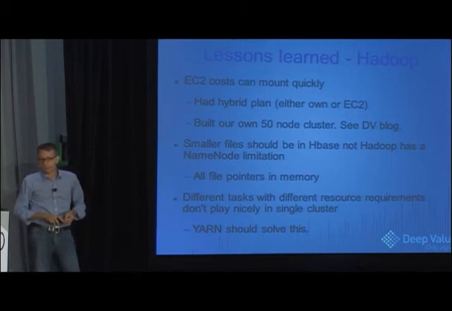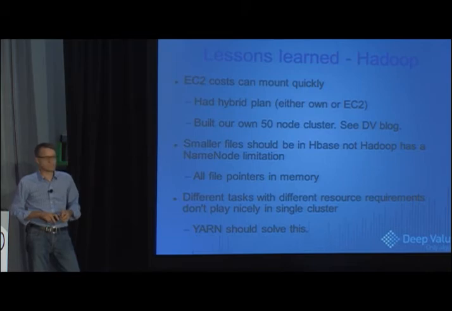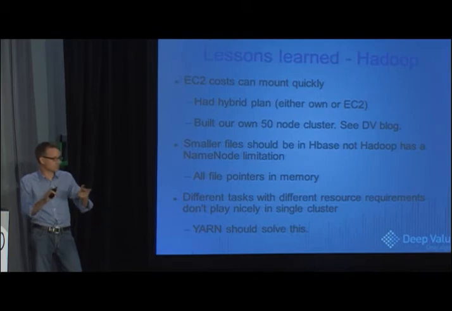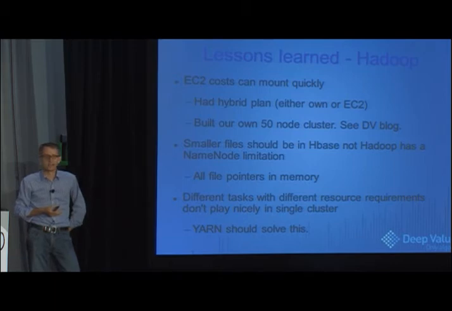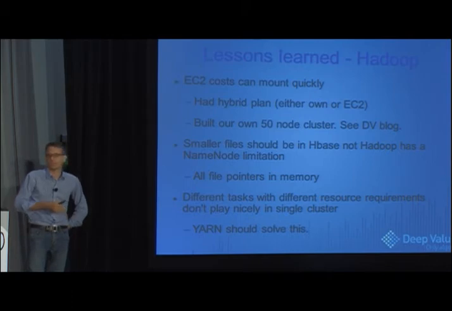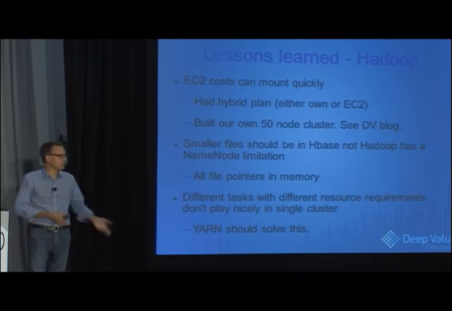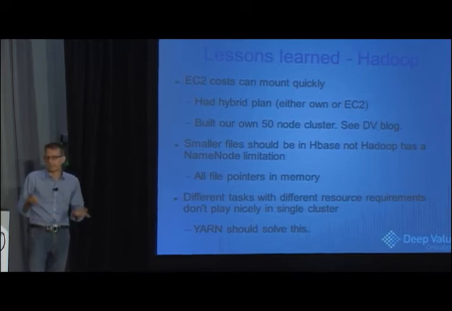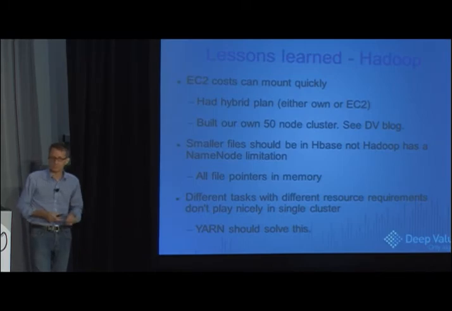I think it's useful to have a hybrid plan, and we did have a hybrid plan where we were planning to run on our own cluster or EC2, but we can do either with just changing a command line. So in the end, we ended up building our own 50-node cluster. I wrote a blog entry on deepvalue.net if you're interested, but we worked out that it was essentially about 4 times more expensive to run it on EC2 compared to running it on our own cluster. But I think that really does depend on exactly how often you run your cluster, how utilized it is, how spiky it is, and so on. So that was just our results in any event.